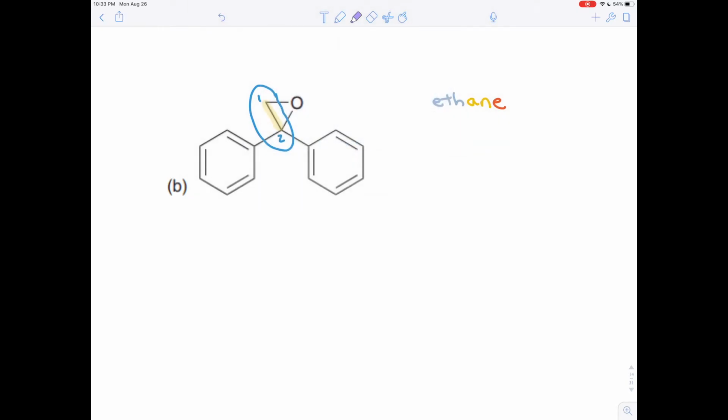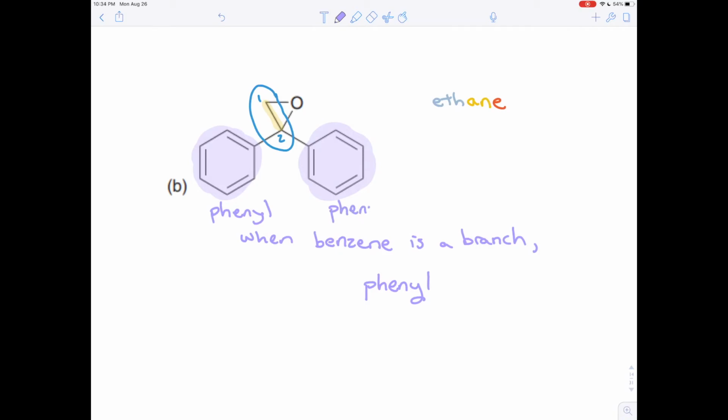Let's start with these benzene rings. Now, the name for benzene, the name for these 6-membered rings with alternating single and double bonds is, of course, benzene. That's what it is when it's by itself. But when benzene is a branch coming off of a backbone, it's named phenyl. Phenyl with a YL. So the name for this branch is phenyl. The name for this branch is phenyl. And so those are those 2 branches.